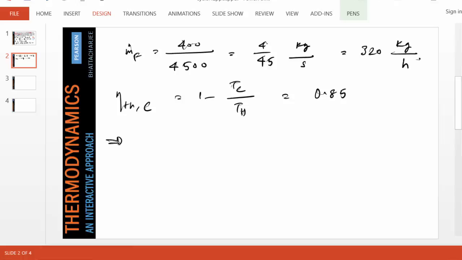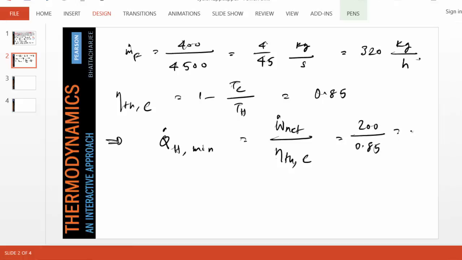So that produces immediately the minimum possible Q dot H, which becomes W dot net divided by the Carnot thermal efficiency, which is 200 divided by 0.85, or 235.3 kilowatt. And therefore, the fuel consumption rate can now be found, which is 235.3 divided by 4500.